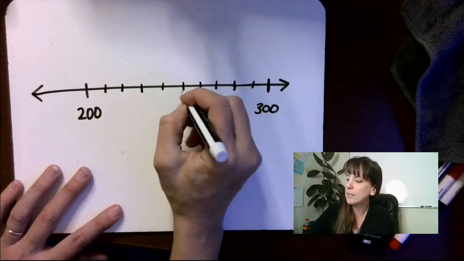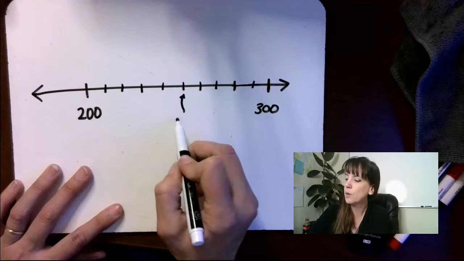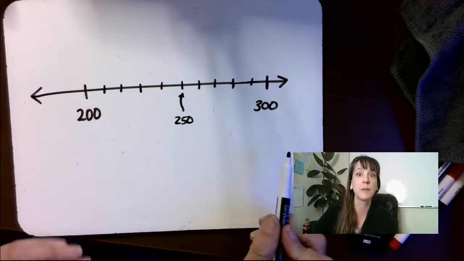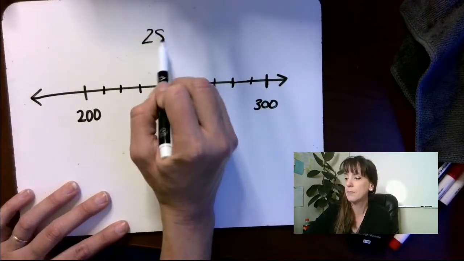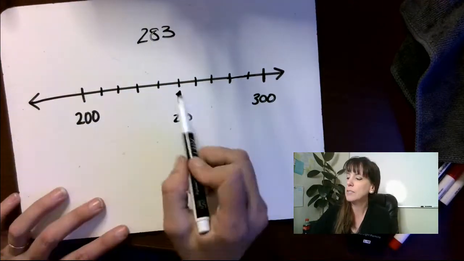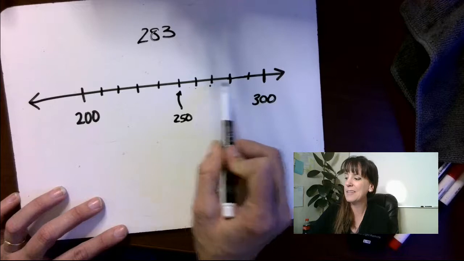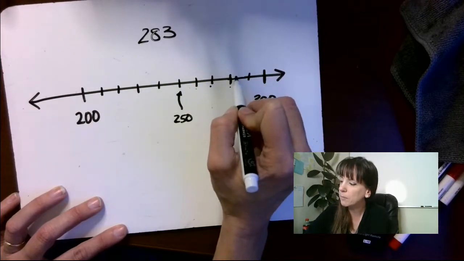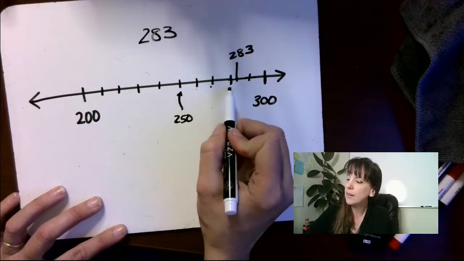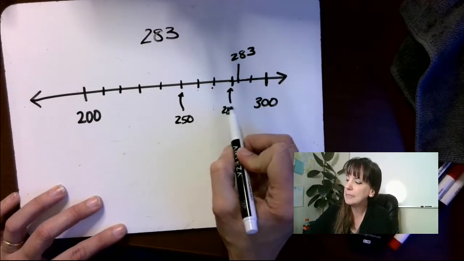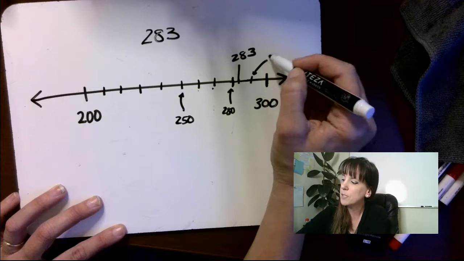All right, guys, so right smack dab in the middle is 250, right? Because that's right in the middle of 200 and 300. This is asking us to do 283. We're gonna take 283, well, this is 250, this is 60, 70, 80. 283 is probably gonna be right here. And then on the other side of that would be 280, and then this guy right here would be 290.